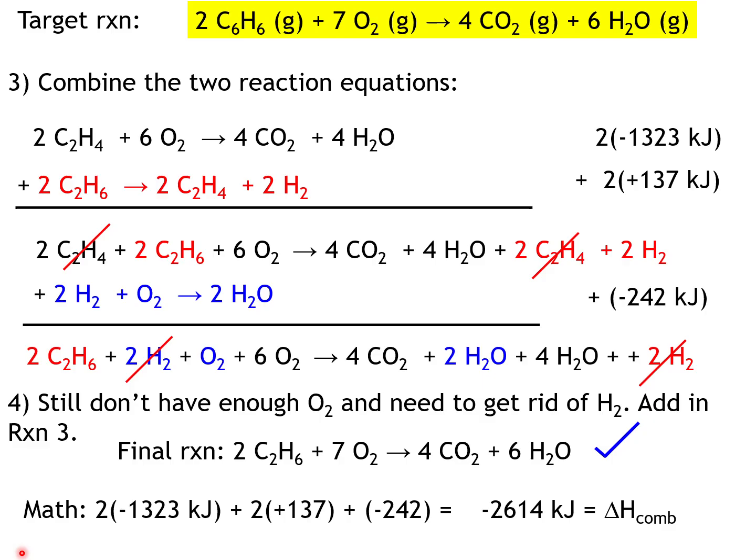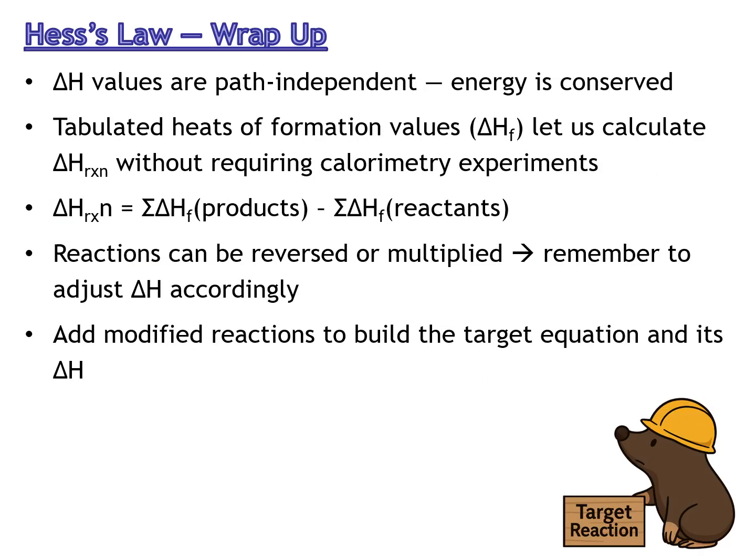It is a good idea to do a reality check. Say, all right, this is combustion, so I know it has to be exothermic. It was negative, so that means that we had everything all put in the right place. All right, so that's it for the Hess's Law.